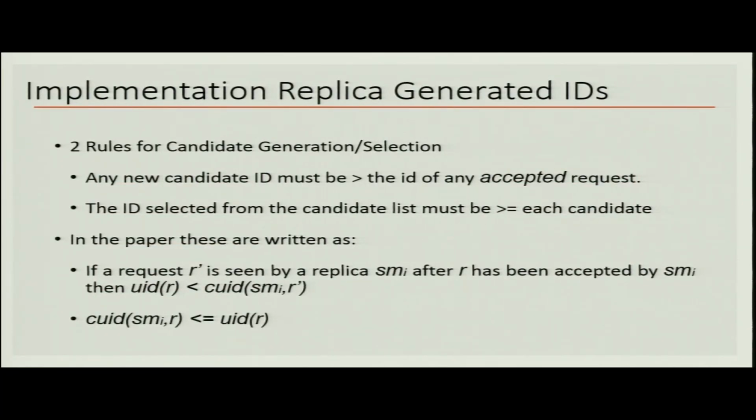This is the more formal way of expressing what we just described, so you do not need to really worry about this. It basically says that when you give a global ID to a transaction, you must make sure that it is less than or equal to the candidate ID for that, and every candidate ID is less than or equal to the UIDR. So UIDR is an upper bound on all the candidate IDs for the same transaction, same request, etc.